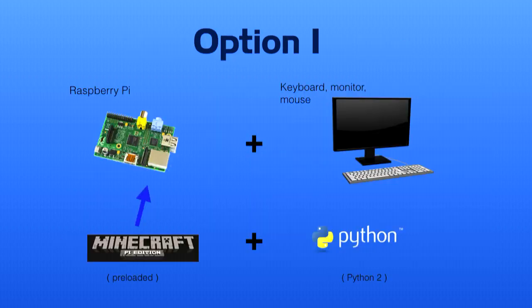Okay, so let's look at what you need. There's two options. First of all, has anyone here got a Raspberry Pi? Yeah, a few hands up. Okay, so if you've got the Raspberry Pi, the Minecraft Pi Edition comes preloaded on the Raspberry Pi, so there's nothing extra to buy, but you will need to, of course, hook your Pi up to a keyboard and monitor and a mouse. And if you've got a Pi, there's some other cool things that you can do, such as sending a signal to the Pi camera, which I might talk about later.